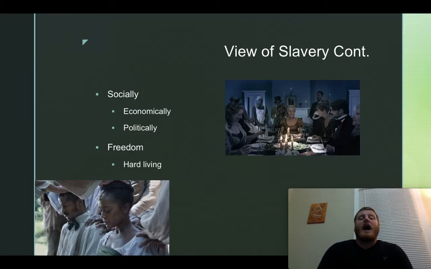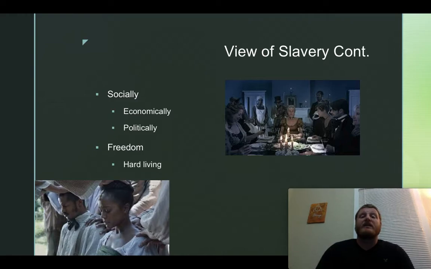Now looking at how the film showed freedom of slaves at this time. It was such a big thing to be a freed slave at the time, but freedom came with a cost. And that cost was a hard life.